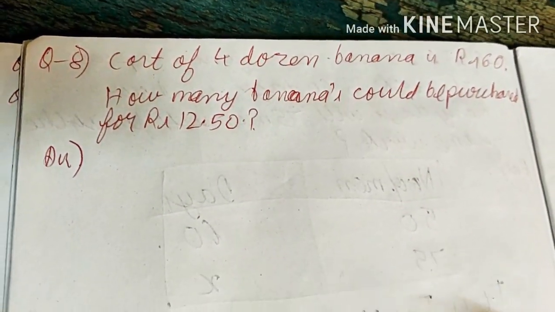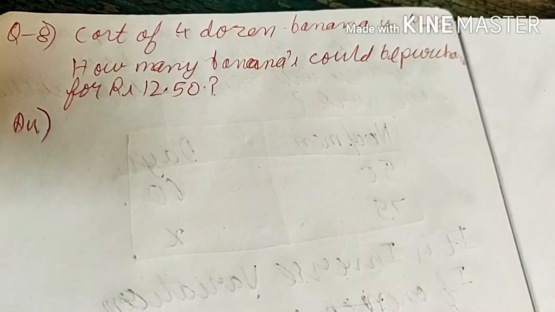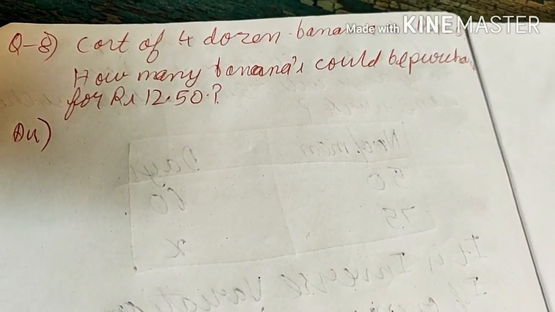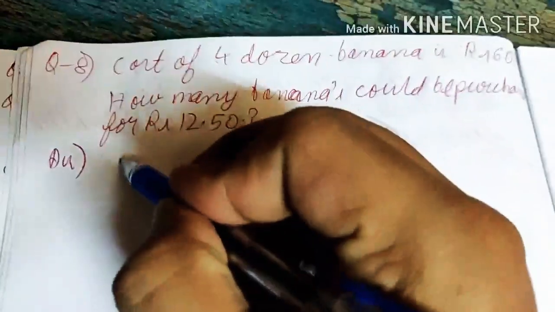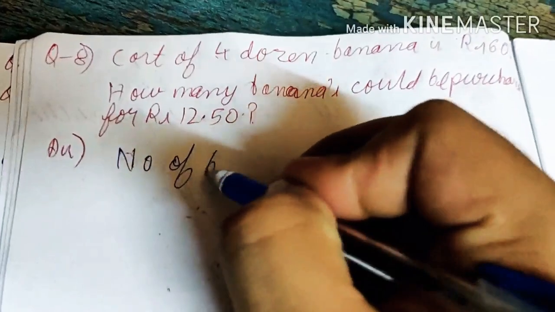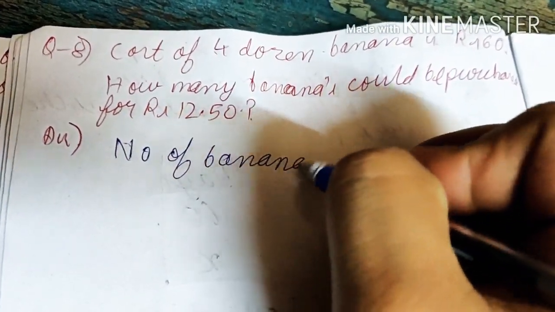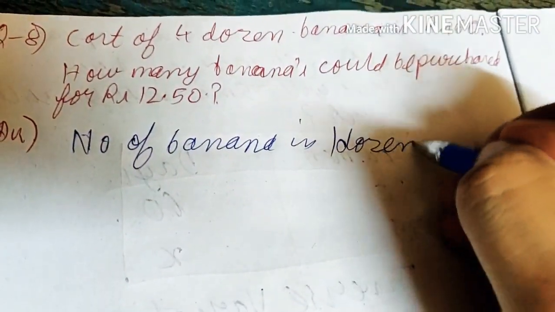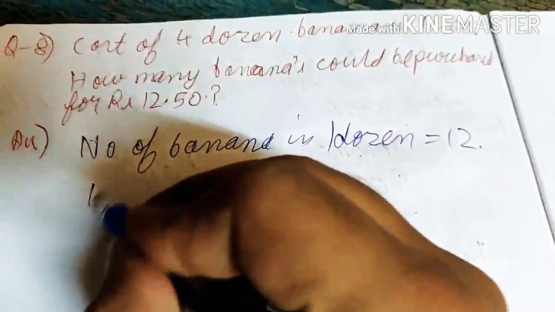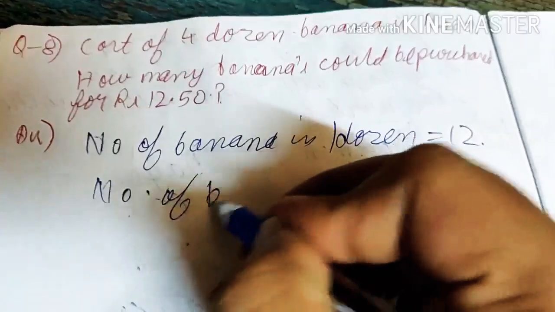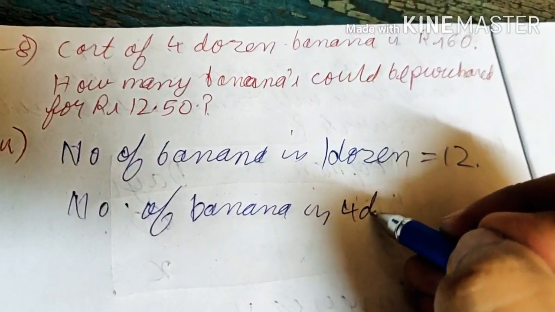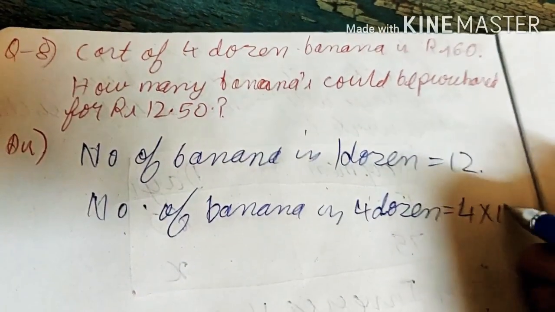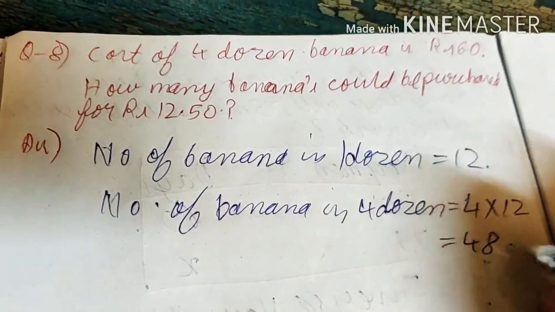So the next question here is, the cost of 4 dozen bananas is rupees 60. So first of all we need to find the number of bananas. The number of bananas in 1 dozen is 12. The number of bananas in 4 dozen is 4 into 12, that is 48 bananas.